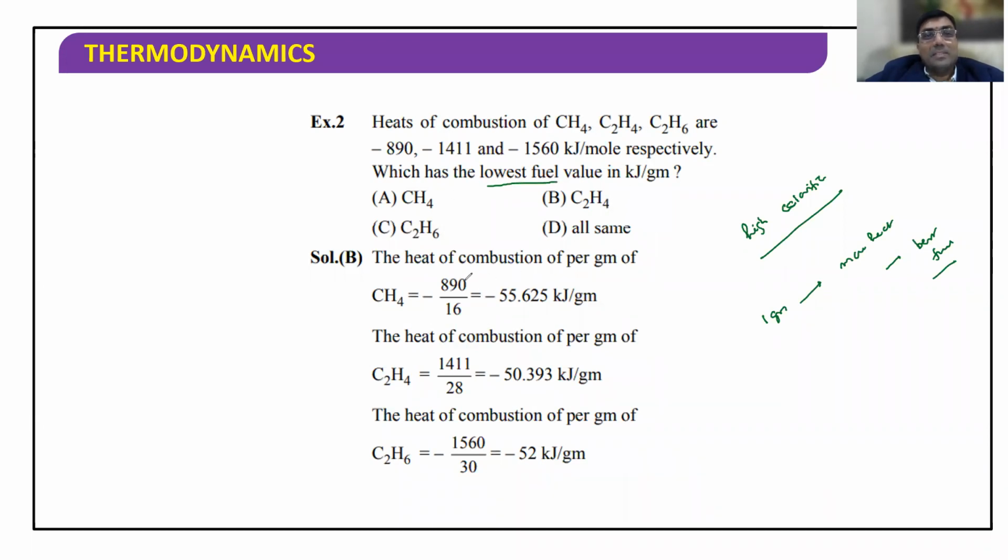So they have given combustion per mole, but you require per gram. How do you get it? By molecular weight, you divide it all. Now how much are you getting? 55, 50, 52. Which is lowest? C2H4, 50.3, the lowest. So this is not a good fuel, relatively. Clear or not?